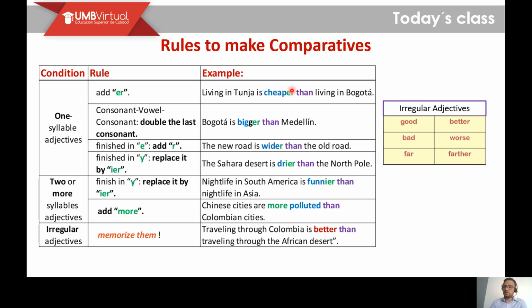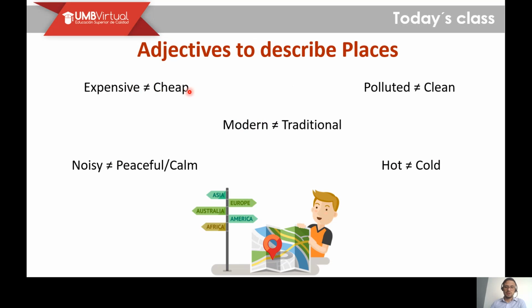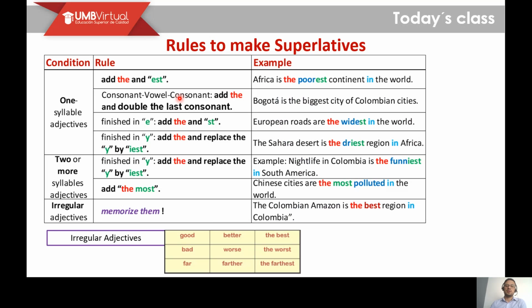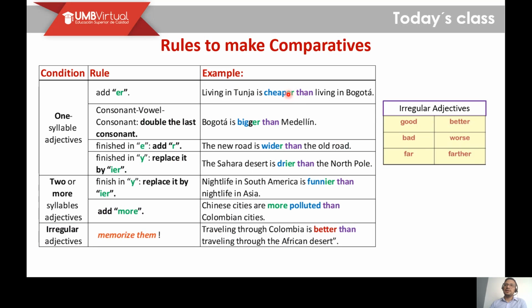Yeah, we have cheap, like this one in here, cheap. And we added er. Living in Tunja is cheaper than living in Bogota. So we have two places, Tunja and Bogota, and we're talking about lifestyle and the cost of life. One syllable adjective, yes. If the adjective sounds really short, for example, big, cheap, wide, dry, yes, they are really short. That is why we add just er.